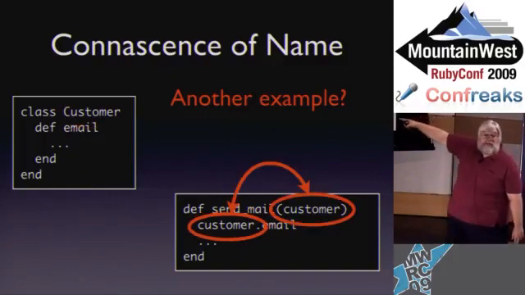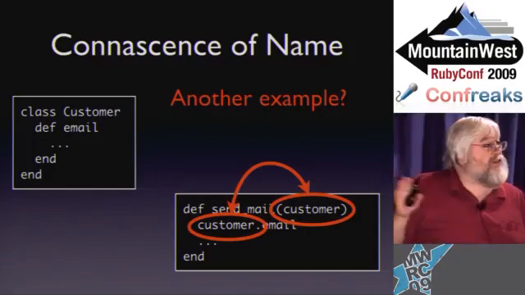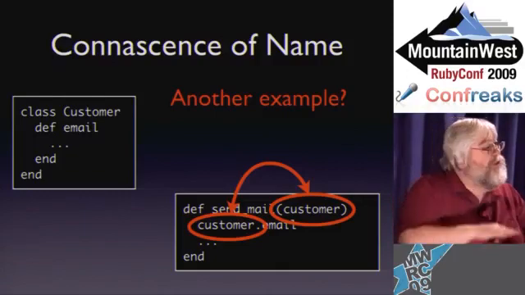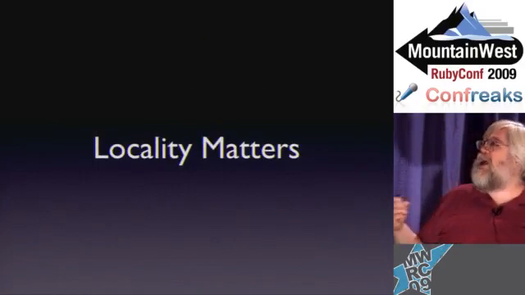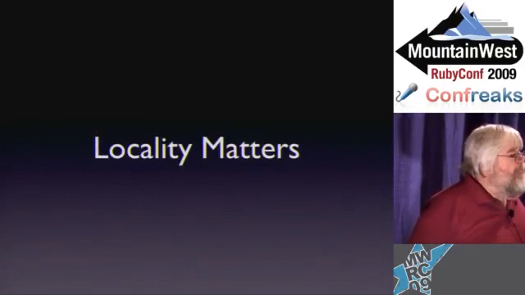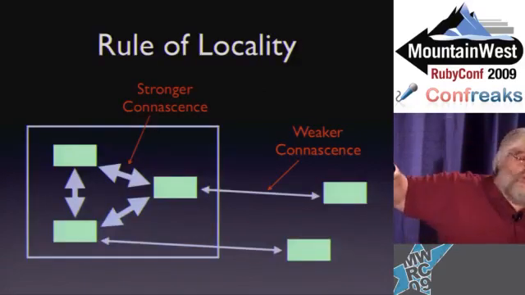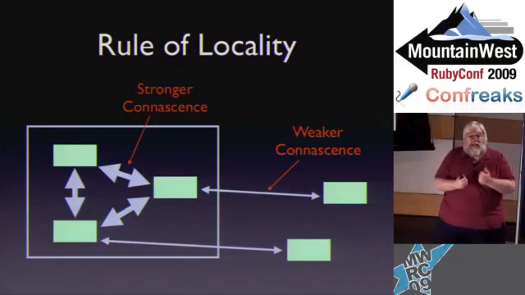However, customer here, the first line has customer as a parameter. The second line uses customer within the method. So even between lines of a method, you have connascence. So connascence exists not only across modules, but within modules as well. It turns out that locality matters when dealing with matters of connascence. Within a module, or within a method, within a class, we tend to have a very strong sense of connascence tying the whole thing together.